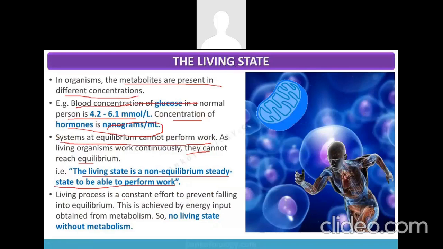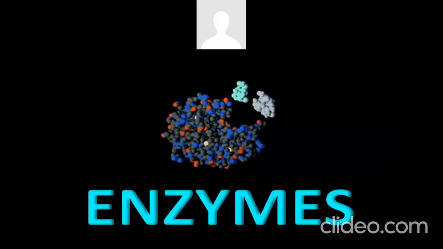So the living state is a non-equilibrium steady state with which it can perform work. So we can very simply say the living process is a phenomenon by which we try keeping our body not to fall into equilibrium. So you prevent falling into equilibrium. And this is achieved only by energy input obtained from metabolism. So if you want to put your body under constant effort to prevent falling into equilibrium, you will need some energy, and that is the energy we get from metabolism.